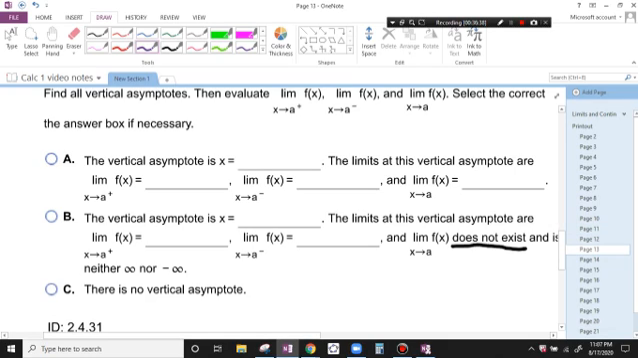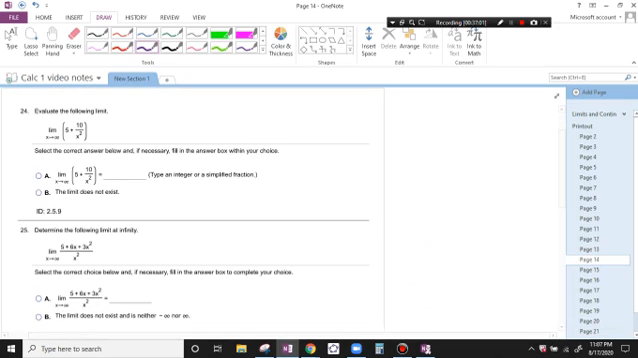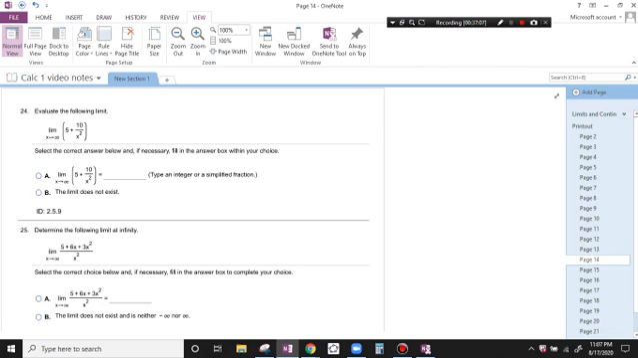So there's a vertical asymptote. So the answer is B. There's a vertical asymptote at 3. The limit from the right is negative infinity. The limit from the left is positive infinity. And the limit does not exist because these two things are not both the same infinities. We'll talk about this in class.